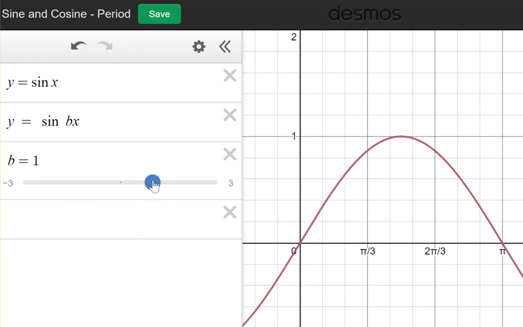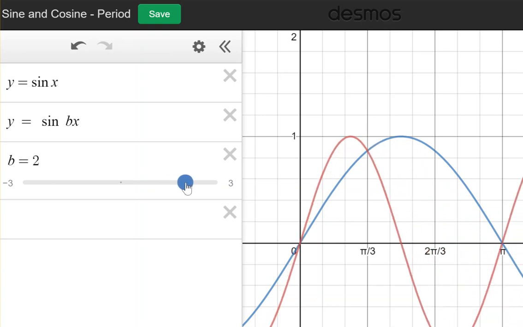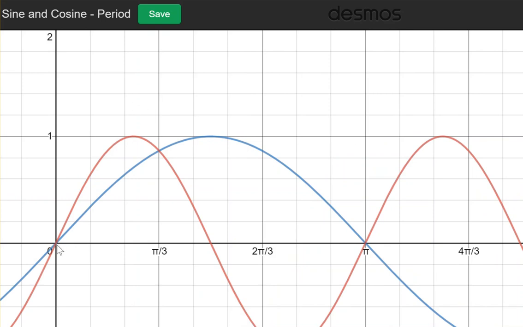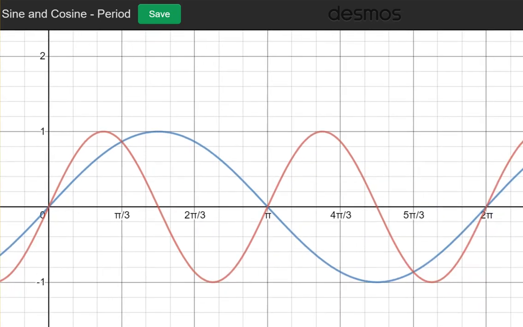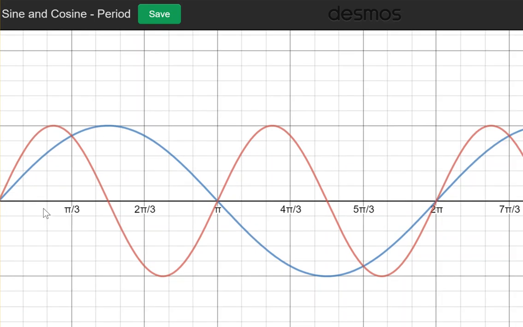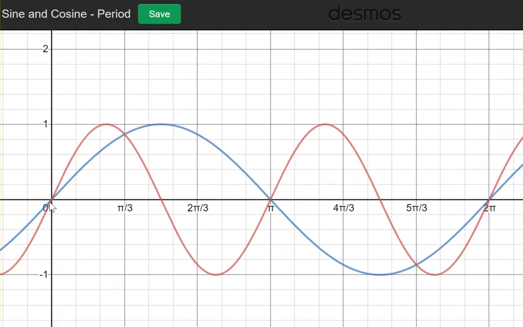So hopefully you figured out some things. Let's make it nice and easy and go to 2. Okay, so B is 2. Notice what happened with the graph. I'm going to zoom out a little bit. The normal blue graph, we talked about this before with sine. It starts at 0, goes up, goes down, goes back up, and then right at 2 pi, it starts repeating itself again. But when we made that letter B the number 2, look what happened.